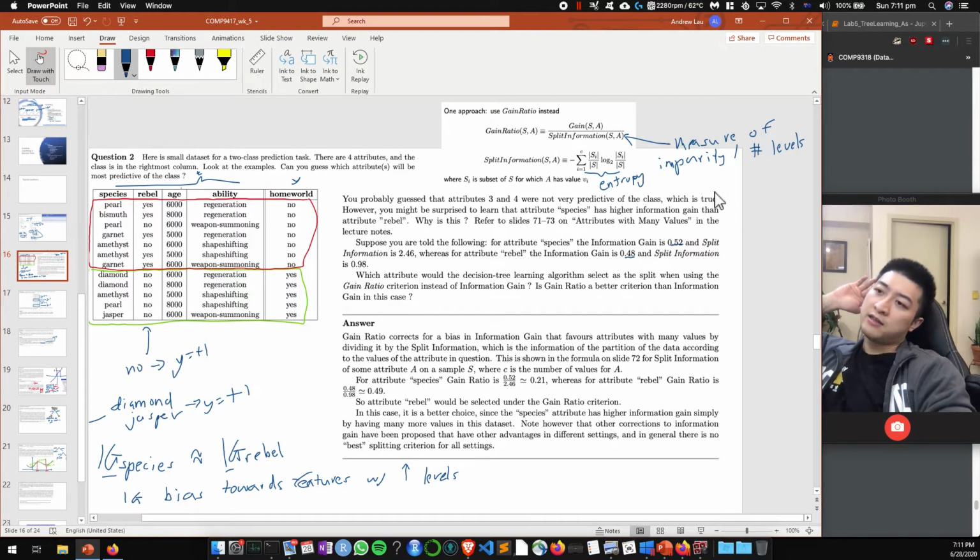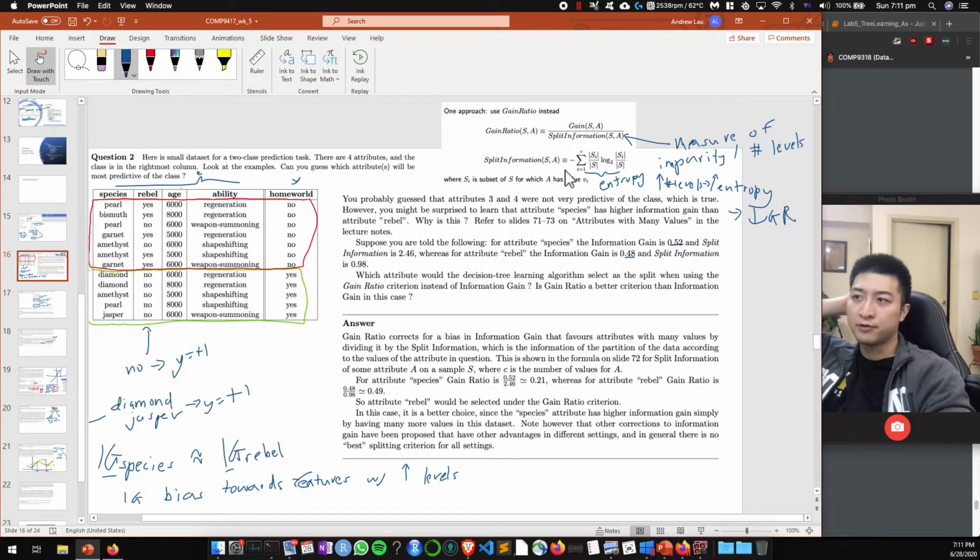In other words, a greater number of levels means you have greater entropy, which means that the gain ratio will decrease. You're penalizing the gain ratio by the number of levels. So this is entropy, and this is a penalty for higher numbers of levels, right? If there's fewer levels, then it's good. This will be less of a penalty. So all you have to do is plug it into the formula to work out the gain ratio here.